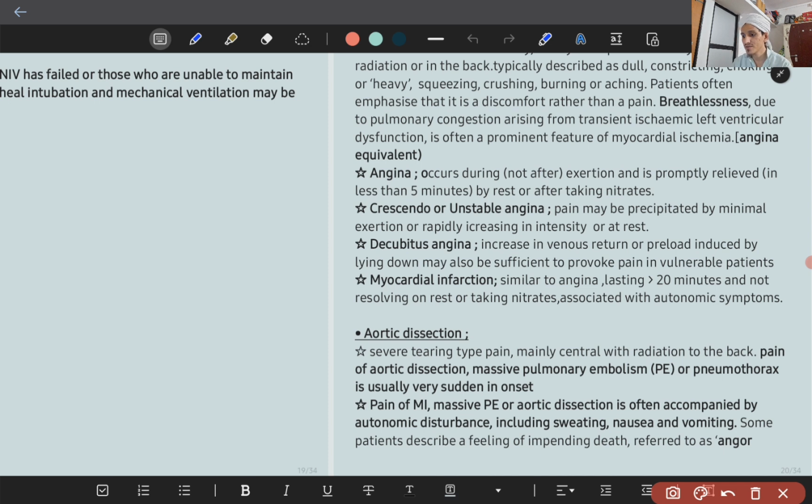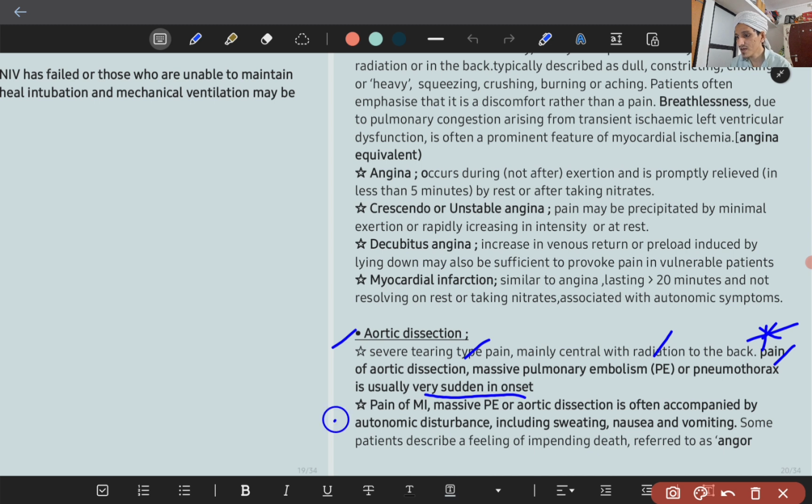Next, coming to the second important cause of chest pain, that is aortic dissection. Severe tearing type of chest pain, mainly central with radiation to the back. One important point to remember: pain of aortic dissection, massive pulmonary embolism, and pneumothorax are very sudden in onset. That is one important point to remember.